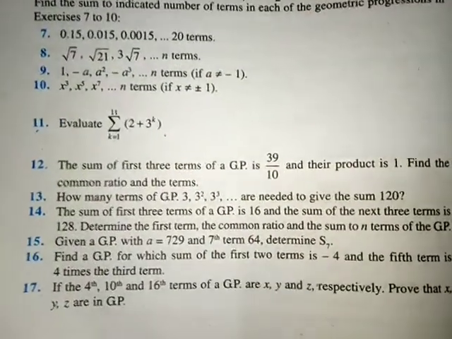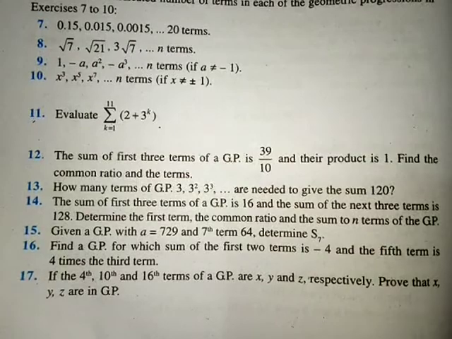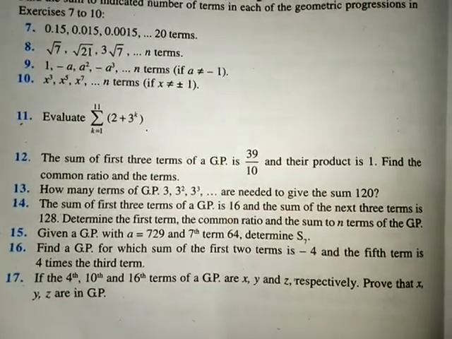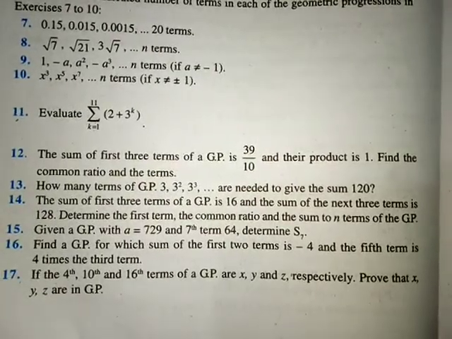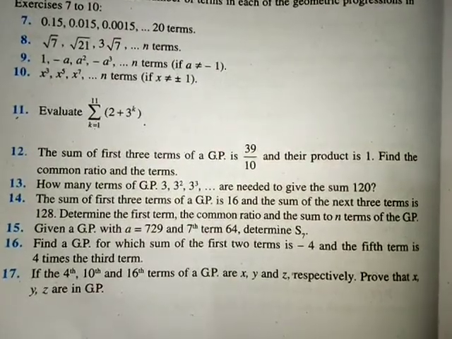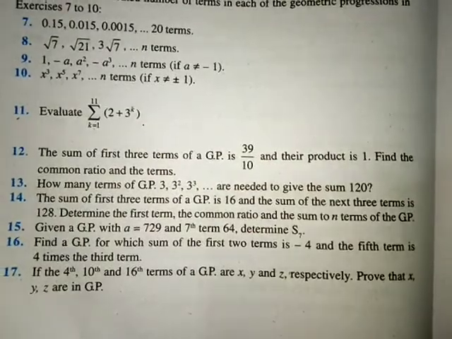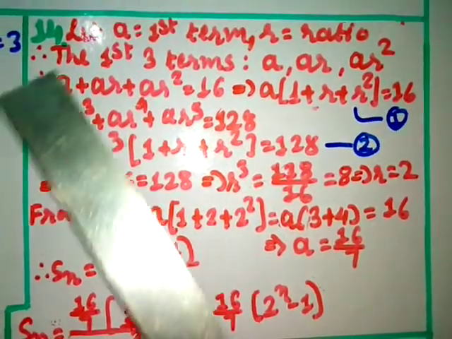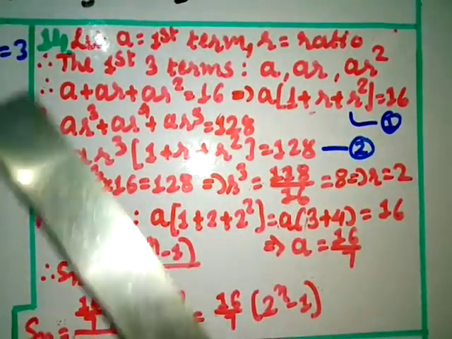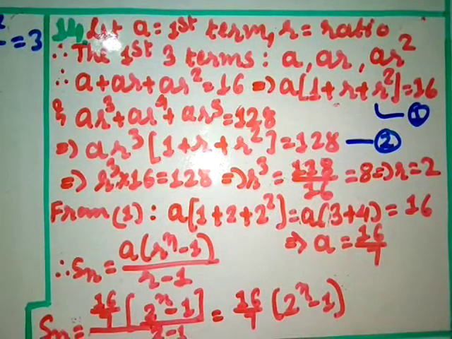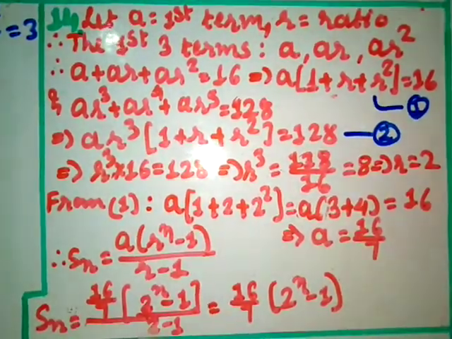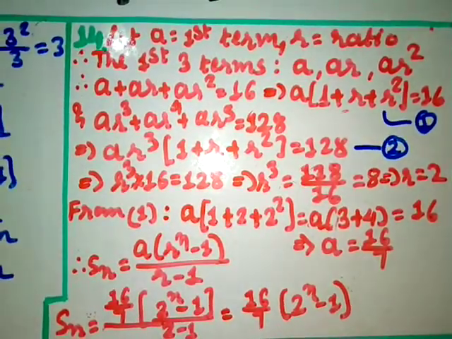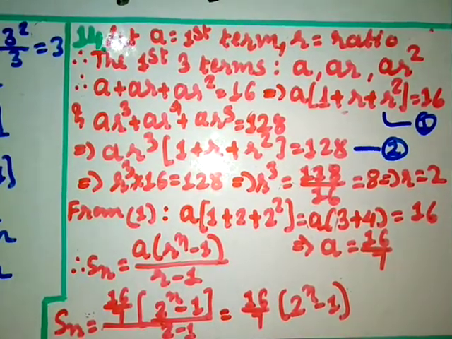Question number 14. The sum of the first 3 terms of a GP is 16 and the sum of the next 3 terms is 128. Determine the first term, the common ratio and the sum to n terms of the GP. Here let a be the first term and r be the ratio. Then the first 3 terms will be a, ar, ar square. And the next 3 will be ar cube, ar power 4 and ar power 5.